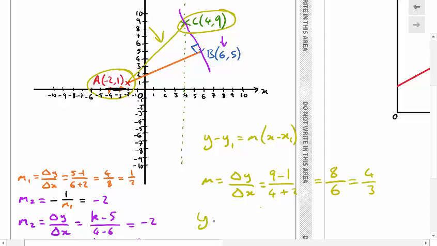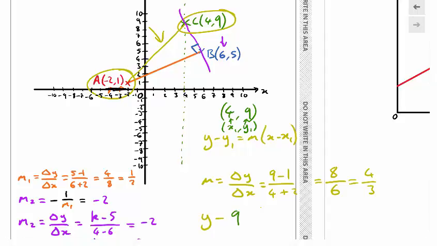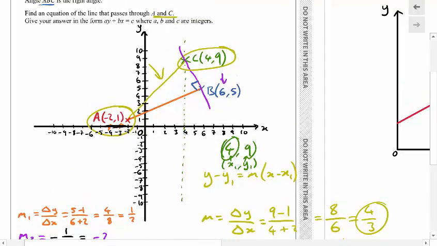So I'm going to have y minus my y1. So let me just write out C. So C is 4, 9. That means that my x1 is going to be 4 and my y1 is going to be 9. So it's y minus y1, so y minus 9, and that equals my gradient, which is 4/3, times x minus x1. What was x1 again? It was 4. Okay, and then it's just a case of rearranging that equation to get it in the form ay plus bx equals c.